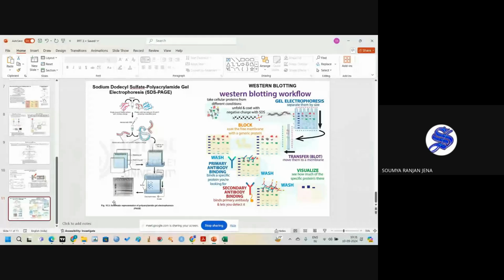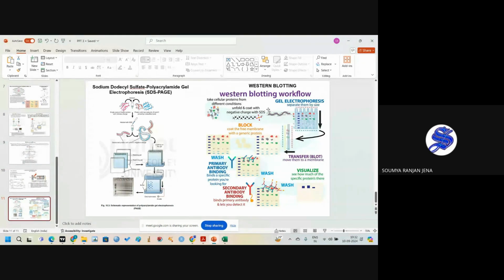Here is the known molecular weight of the protein or peptide, and in every well you can add samples. These are called wells. You can put your protein samples here, and it will separate them according to molecular weight and give rise to a band. This band indicates the particular molecular weight of the protein or peptide.